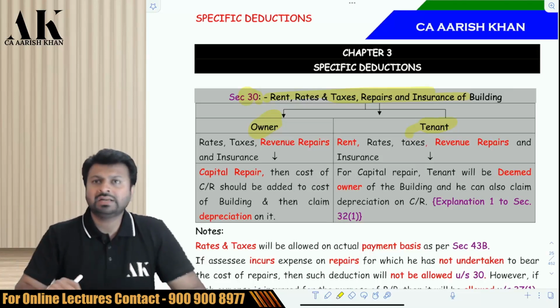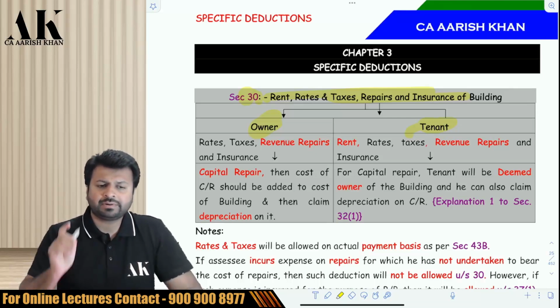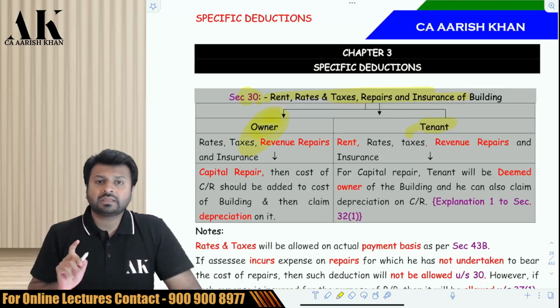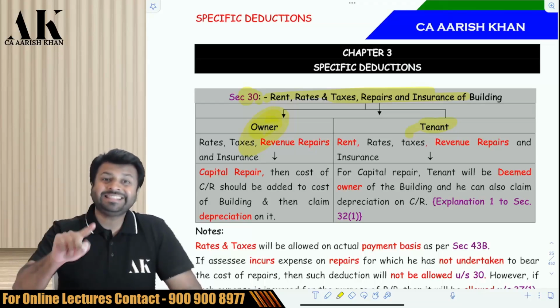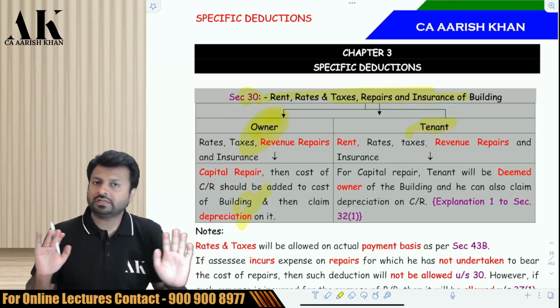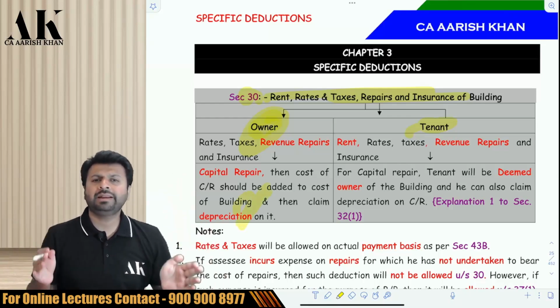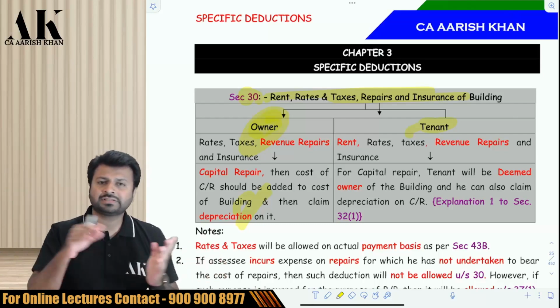Now let us talk about capital repair. Revenue repair is allowed as deduction under this section. Let us talk about capital repair. Now, if you are the owner of the building, then if you make a capital repair to any building, etc., okay, then in that case, you can add that capital repair to the block of asset and you can claim depreciation on it. There is no harm in that. Okay. So you have a building of 5 crore rupees, you are making 50 lakhs capital expenditure on that. You can add that to the block of asset and claim depreciation.